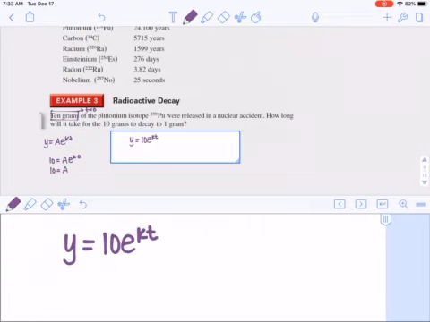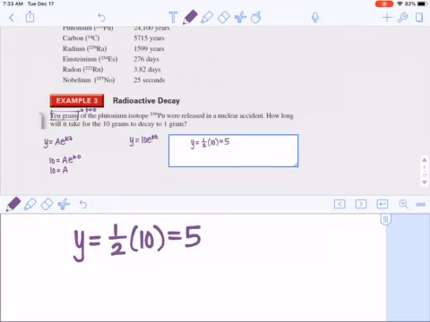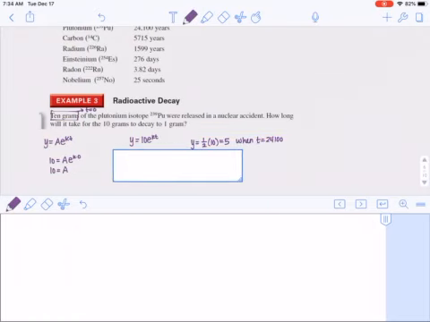Now I have to figure out how to get the k value before I can answer the question. So I need to make it particular. Well, the thing that I know about this is the half-life is 24,100 years. So I know that I'm going to have a y value of half of my original amount, which is 10. So I'm going to have 5 grams when t equals 24,100. I can use that to figure out my k value. So I'm going to have 5 equals 10 e to the k times 24,100.